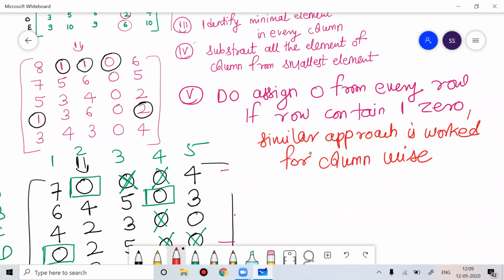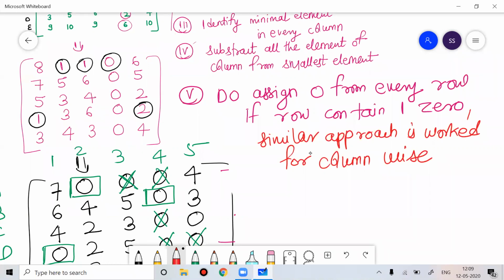So you have to see every row, row wise. Which row has 1 zero, do assignment. Any row which has more than 1 zero, don't touch it. Then you see column wise, do assignment to that column which has 1 zero. Any column which has more than 1 zero, don't touch it. So now you saw row wise, then column wise, and you did assignment to that row and column which has 1 zero.